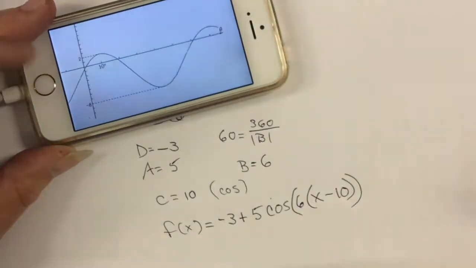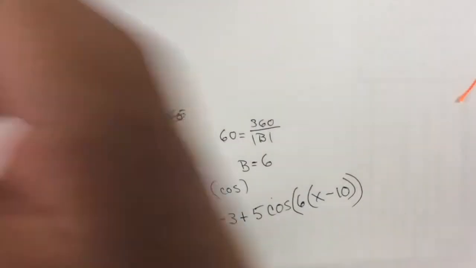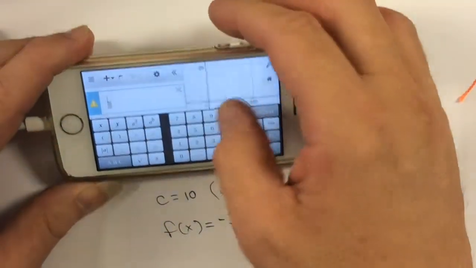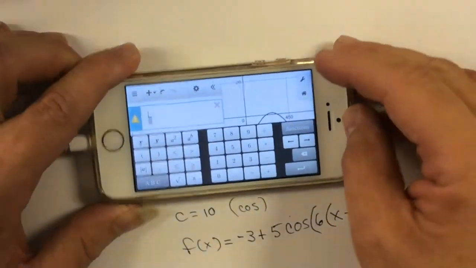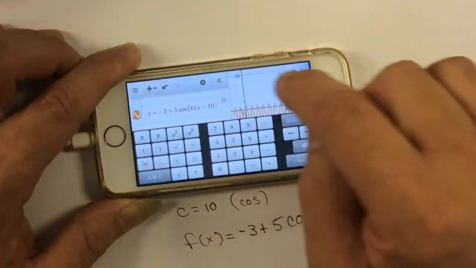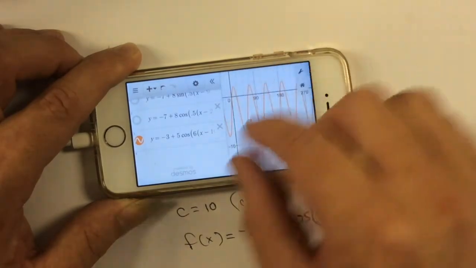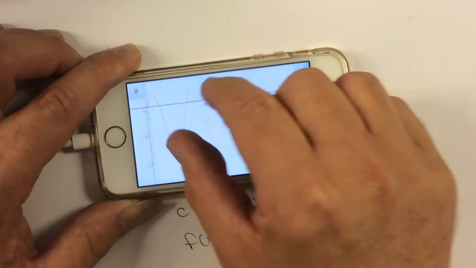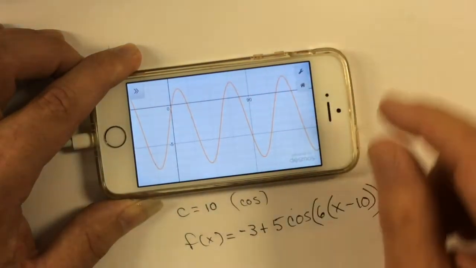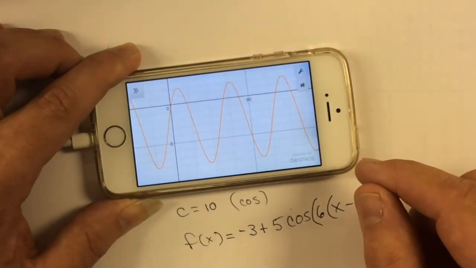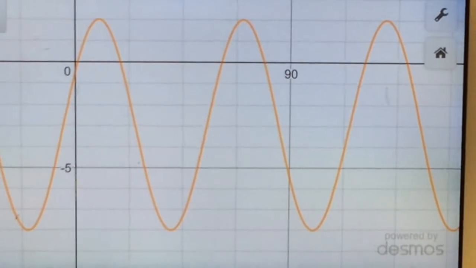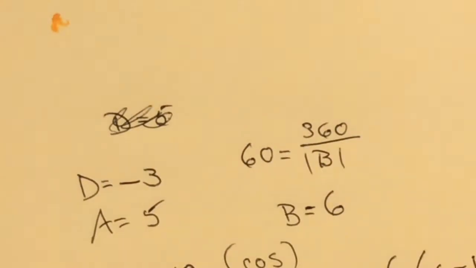Okay. And there are two ways we could double check. One would be to look in the answer book. The other would be to actually just put the equation in here and see what happened. So now the question is, does this look like our curve? Does that look like our curve? Is this the drawing we had? Okay. So then there you go.